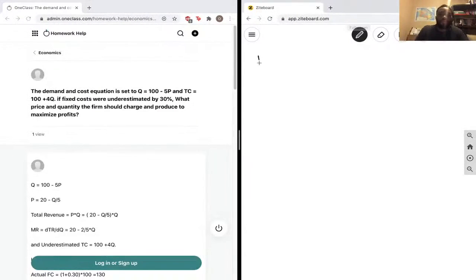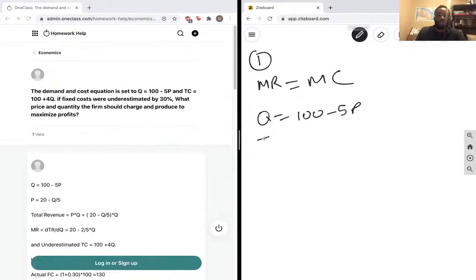So question number one. The demand and cost equation is set to Q equals 100 minus 5P. Total cost equals 100 plus 4Q. If fixed costs were underestimated by 30%, what price and quantity should the firm charge and produce to maximize profits? So first things first, we know when maximizing profits, marginal revenue equals marginal cost. That being said, let's write out our demand equation, which is Q equals 100 minus 5P, and total cost equals 100 plus 4Q.